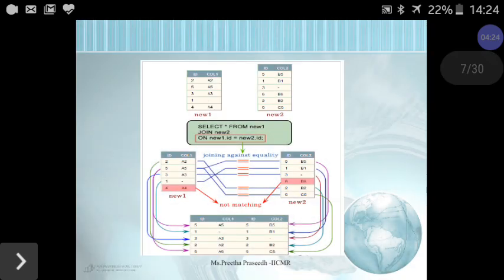And this is an example of a join query: select star from new one join new two on id, that is, new one dot id equals new two dot id. Here you can see that from the two tables, new one and new two, all the matching attributes are combined into another table, and the ones that are not matching, that is 6 and 4 a4, are not included in the final table.